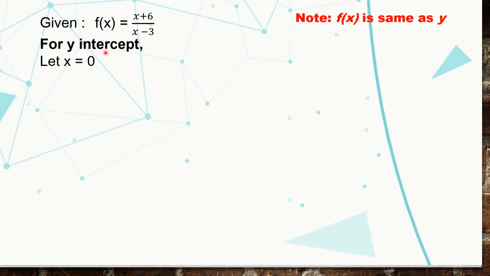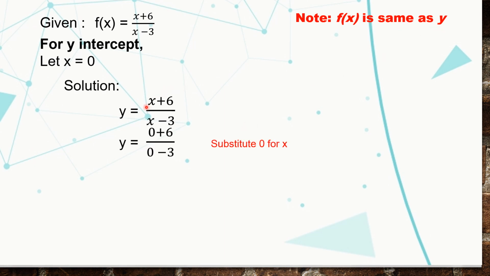Now, for y-intercept, just let x equals 0. Meaning, palitan lang natin ng 0 yung x. Take note, f of x is same as y. So, sa aking solution, ginamit ko na ang y instead of f of x. Ngayon, palitan na natin ang x ng 0.